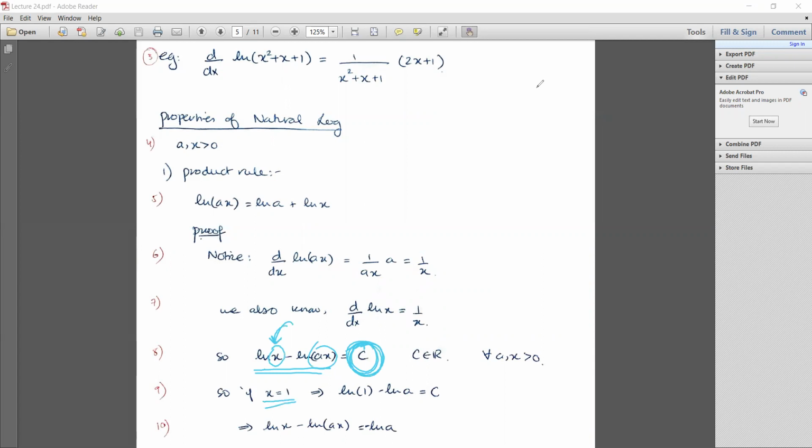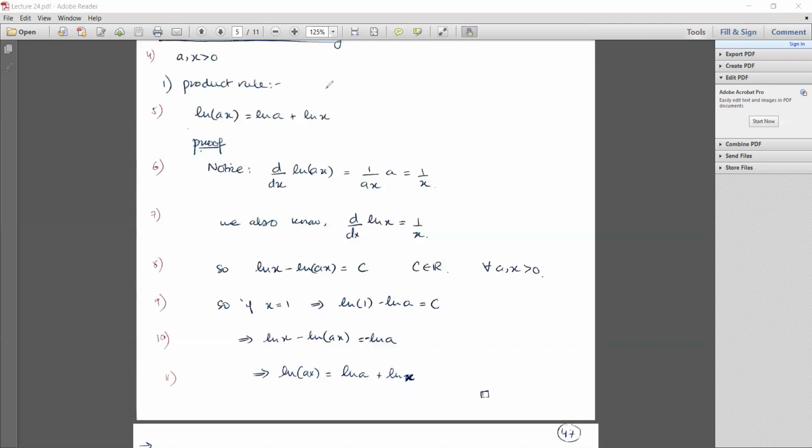Because if I plug in x equal to 1, I get natural log of 1 minus natural log of a is c, and natural log of 1 is 0. So c is negative natural log of a. If I plug that in here, I get ln x minus ln ax is negative ln a. Just rearrange everything and you get ln ax is ln a plus ln x, which is what we wanted to prove.